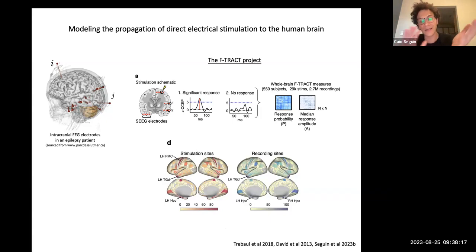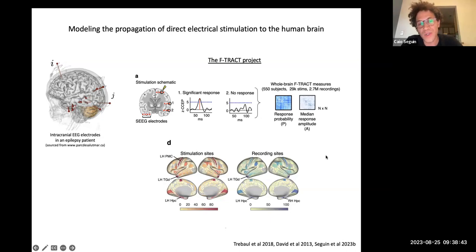And because they did this across so many patients, they could actually get a matrix that had very good cortical coverage. So these are the stimulation sites and the recording sites. They do tend to cluster more prominently around regions involved with epilepsy, because again, the positioning of the electrodes is to try to find where the source of the epileptic activity is, but still you get this really nice cortical coverage.